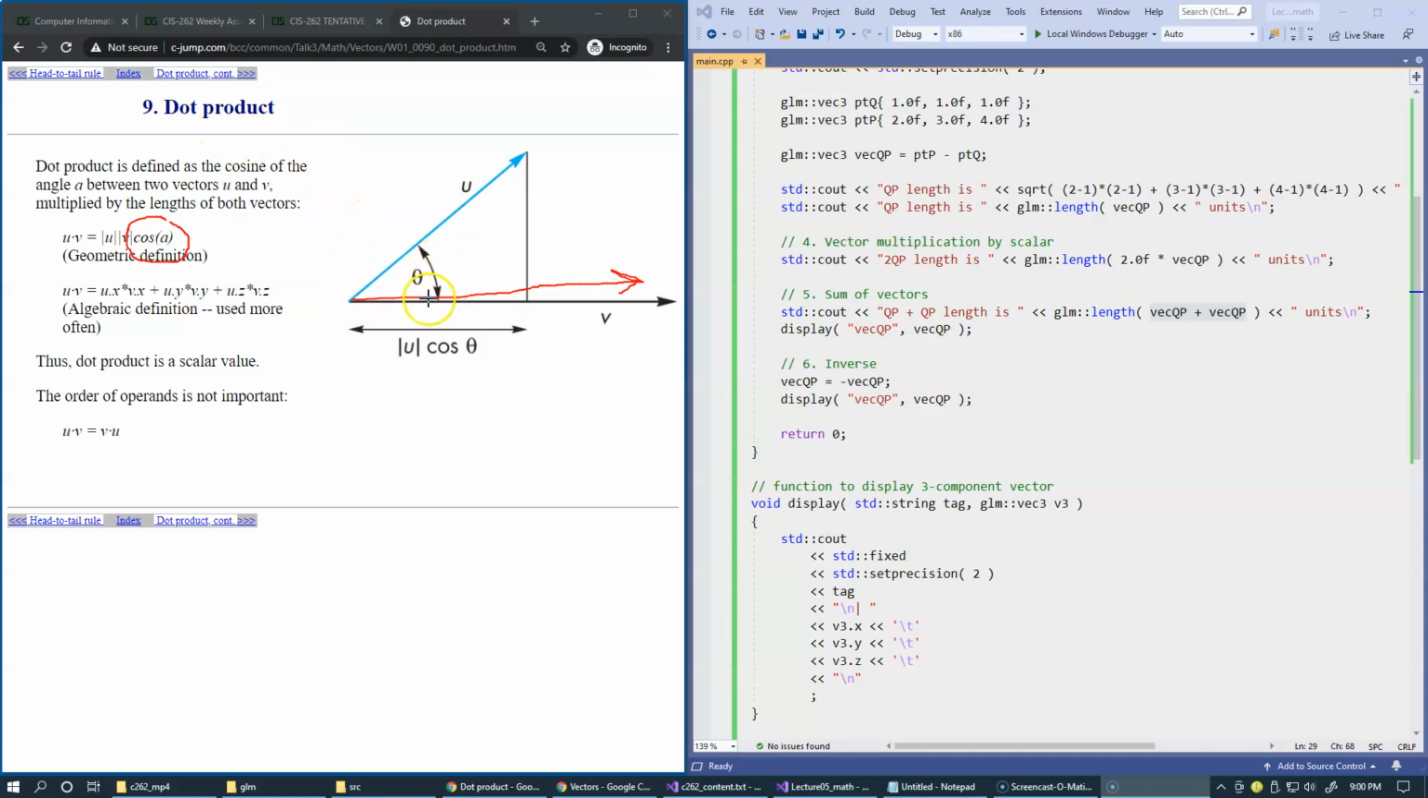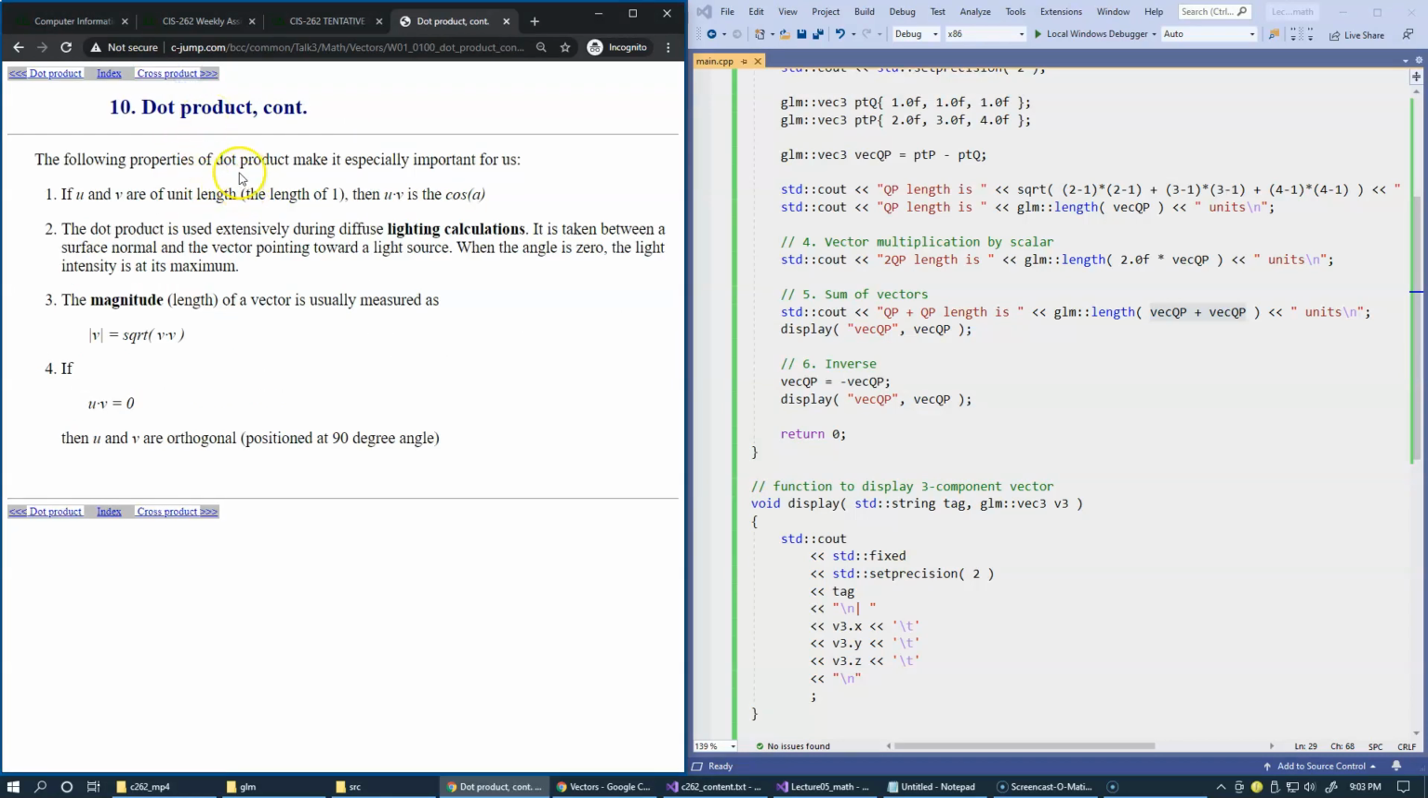So at small angles, the dot product yields a larger value. But if the angle keeps growing and we're getting close to 90 degrees, at this stage the dot product will be pretty close to 0. And in fact, if it is exactly a 90-degree angle, cosine becomes 0 and we get 0 as a result.